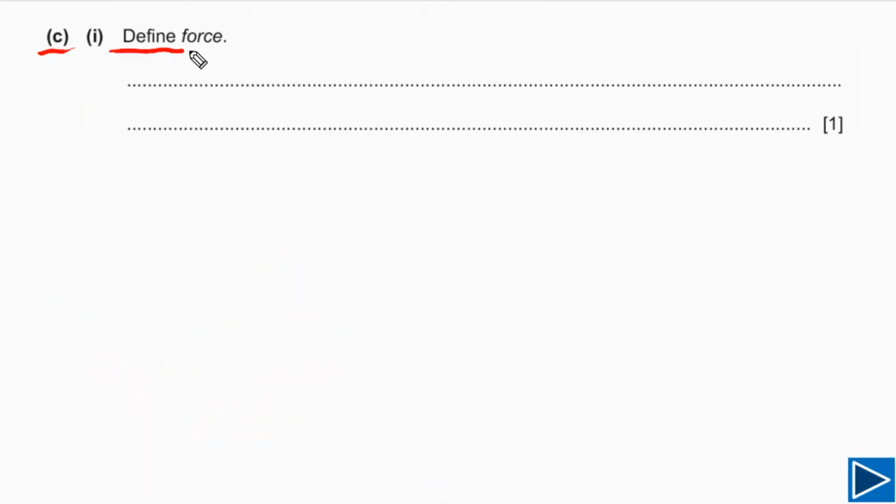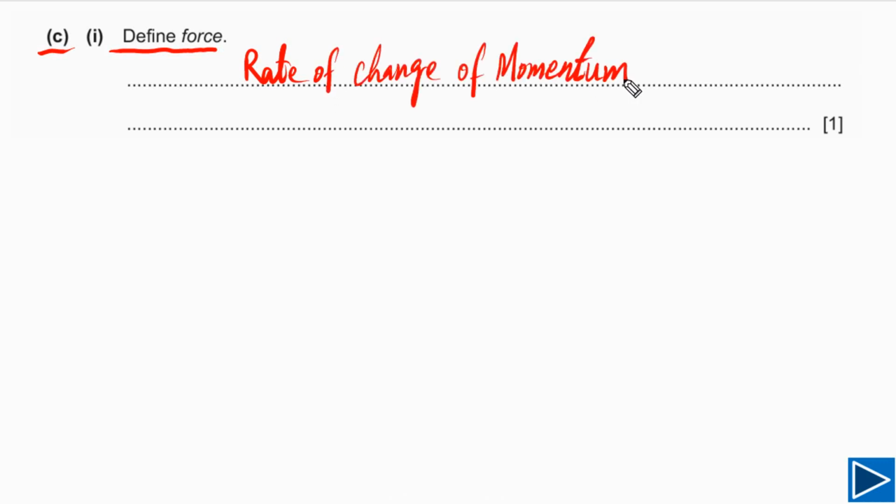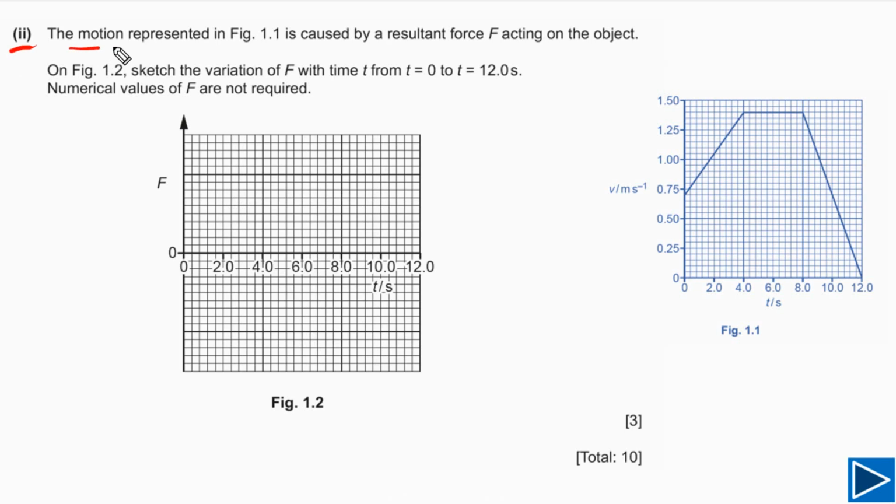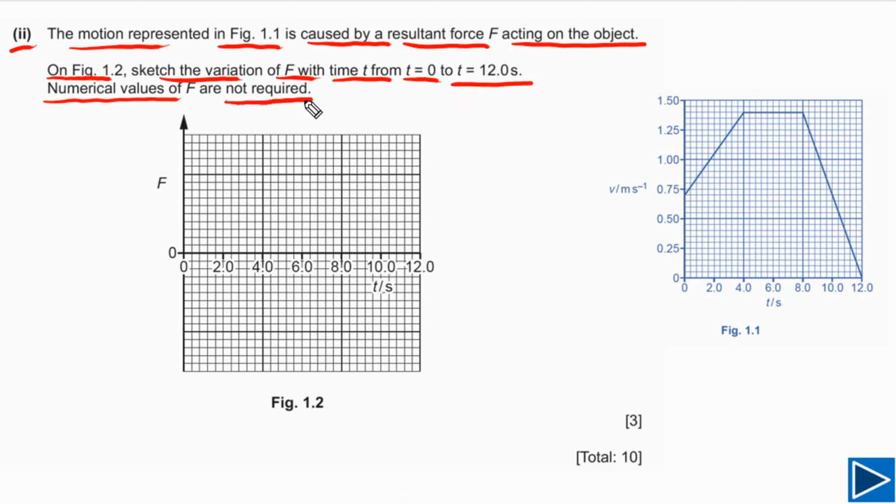Part C1 is asking us to define force, and force we can simply define as the rate of change of momentum. For part C2, it is given to us that the motion represented in figure 1.1 is caused by a resultant force F acting on the object. The question is asking us, on figure 1.2, to sketch the variation of F with time t from t equal to 0 to t equal to 12 seconds, and numerical values of force are not required.